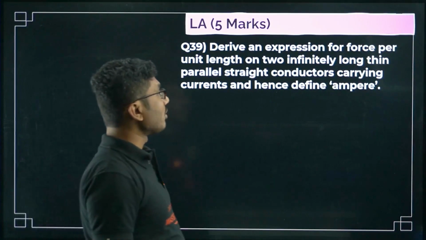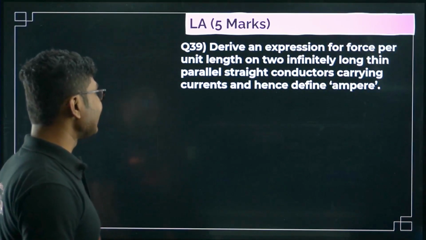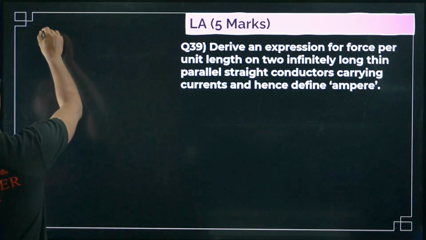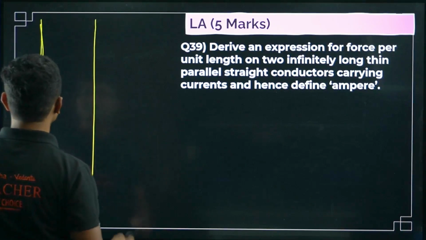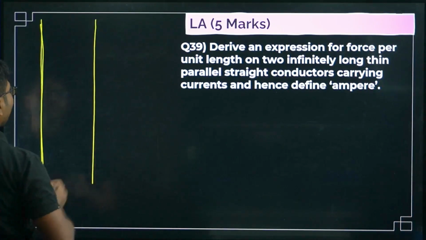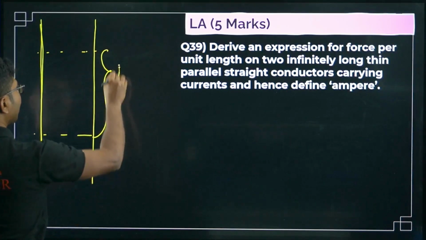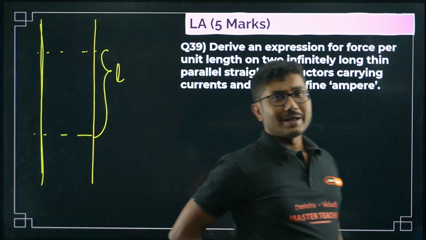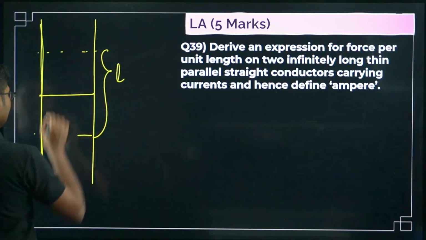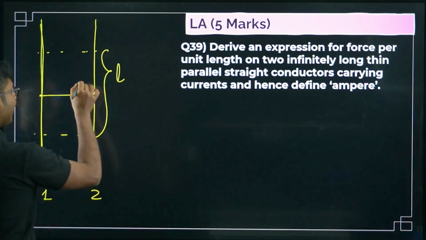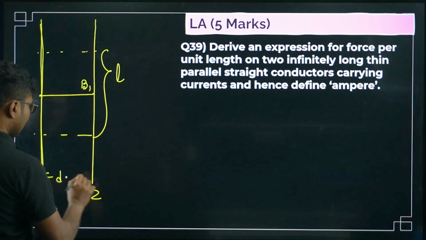Now derive an expression for force per unit length of two infinitely long thin parallel straight conductors carrying currents, and hence define ampere. So we have two long parallel currents, carrying current I, and we are trying to find the force. First of all, you have to consider a length, say L. Right now, what is the magnetic field due to this wire at this point? Say this is wire 1, this is wire 2. What is the magnetic field B1 at the location of 2? The distance between them is D.